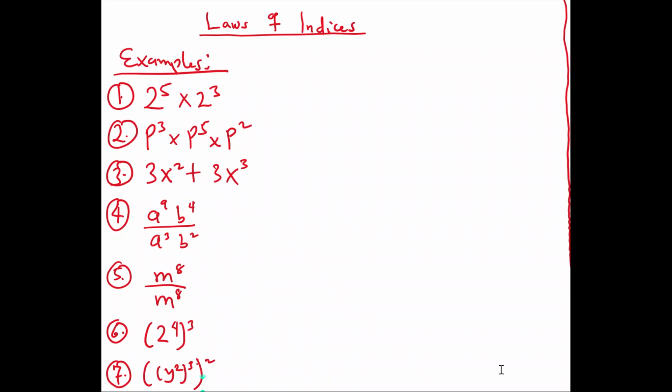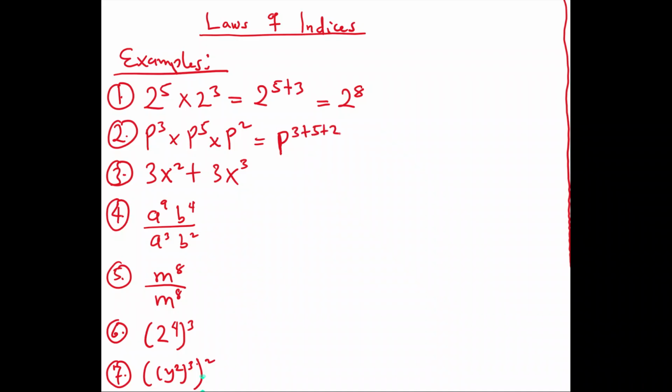Okay, so now we are going to do some examples on laws of indices, and we are going to do examples on all the laws. So like the first question is the multiplication law, the product law. So we have 2 raised to power 5 times 2 raised to power 3. So we'll just do 2 raised to power 5 plus 3, and that will be 2 raised to power 8, okay. Number 2, we have p cubed times p raised to power 5 times p squared.